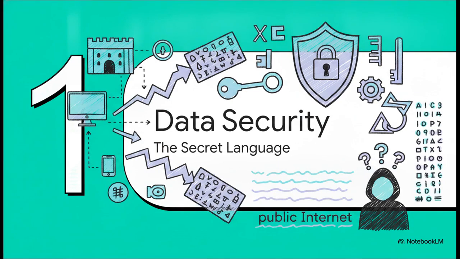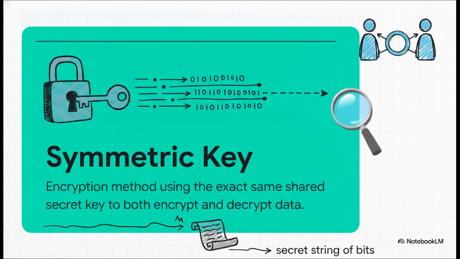This is essentially the secret language of the internet, ensuring that before your data even leaves the safety of your device, it's scrambled. The foundation of this secret language usually starts with Symmetric Key Cryptography. This is an encryption method where the exact same shared secret key is used by both the sender and the receiver. You can think of it like a single physical key that both locks and unlocks a specific lockbox. Algorithms like the Data Encryption Standard, or DES, and the more modern Advanced Encryption Standard, AES, use this method.